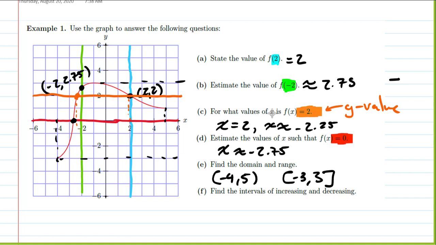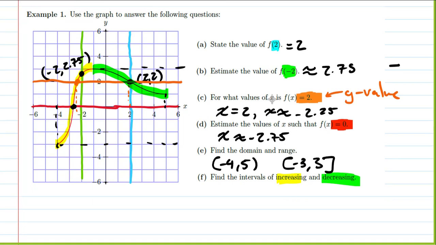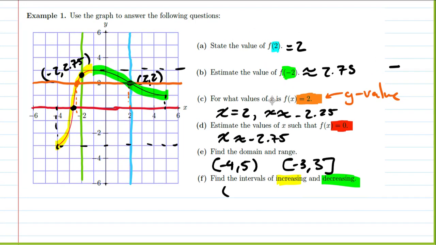And finally, where we're increasing and decreasing, our graph is increasing when it goes up, so that's going to be from here to here. And our graph is decreasing when it goes down, which is going to be from here to here. So for our increasing, we're going to go from negative 4 to negative 1, and our decreasing is going to go from negative 1 to 5.